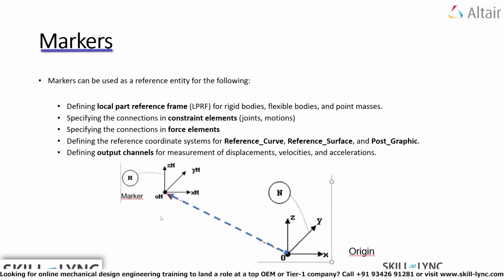So, if we have a body with marker M and we have another body with marker N, then if body A's or body M's displacement has to be measured with body N, then it will be measured with respect to these two markers as shown in the figure. Hence, markers play a very important role in MVD.